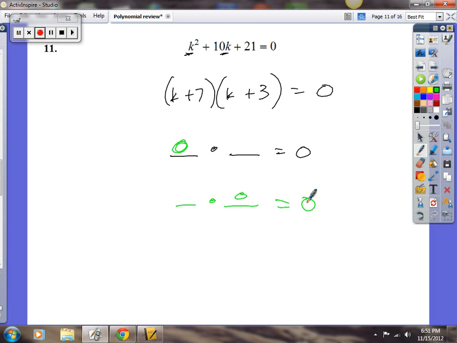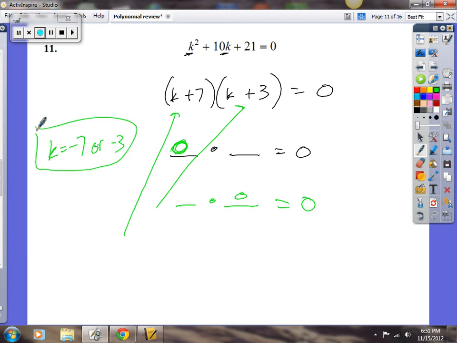So now you ask yourself, what number can you plug in there that's going to make it end up at 0? What number added to 7 is 0? k has to be a negative 7. Or what would make this group right here 0? If k was a negative 3. So there's going to be 2 answers because it's quadratic. Your biggest exponent is 2. That tells you how many answers there's going to be.